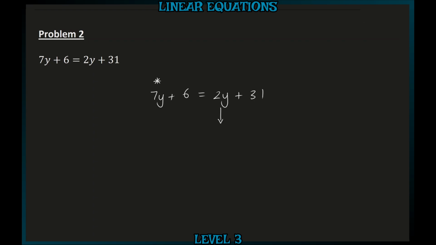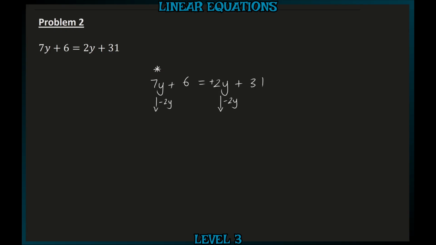on the right. And this 2y on the right is a positive 2y. So to get rid of it, we're going to subtract 2y. And we're going to do exactly the same on the left-hand side. On the left, 7y minus 2y gives us 5y, and we still have a plus 6. And on the right, 2y minus 2y becomes 0, so we're just left with 31.